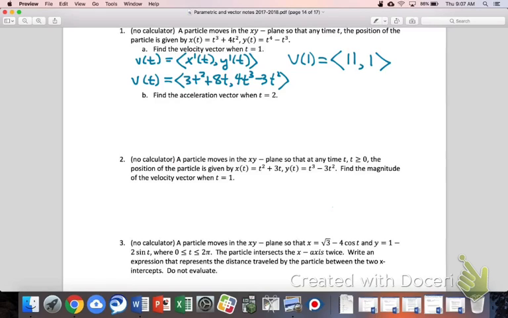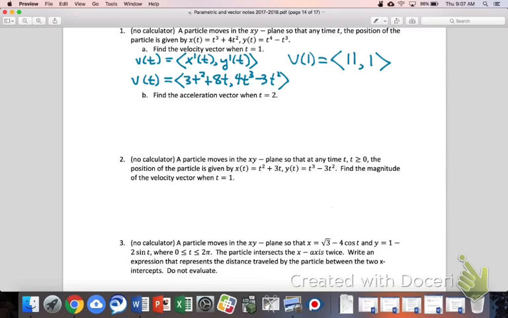So is this particle, when t equals 1, headed up and left, down and right, up and right, left and down? Which way is it headed? Up and right, right? Because both components are positive. Is it going more up or more right? More right, because the x component is a whole lot bigger than the y component, at least at this particular point in time.